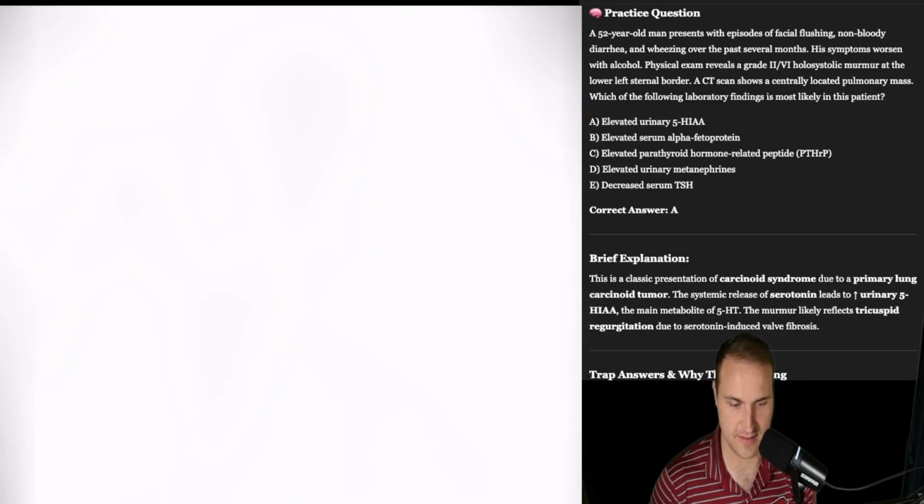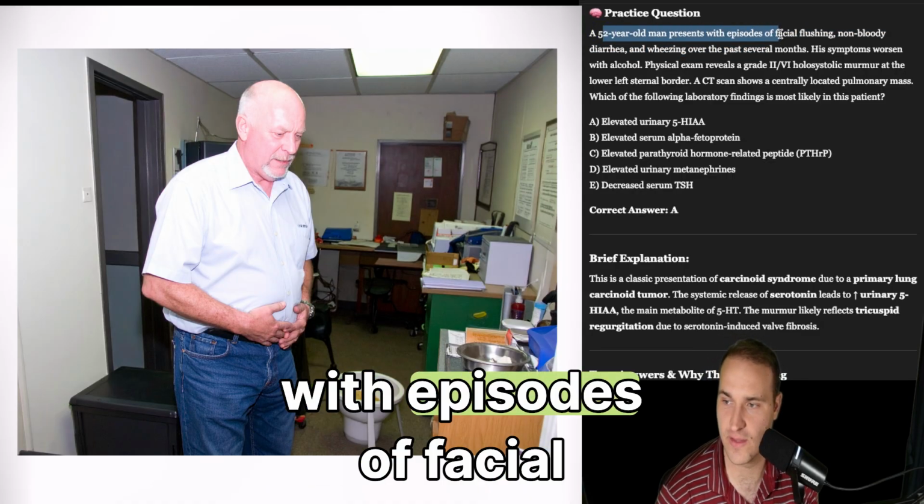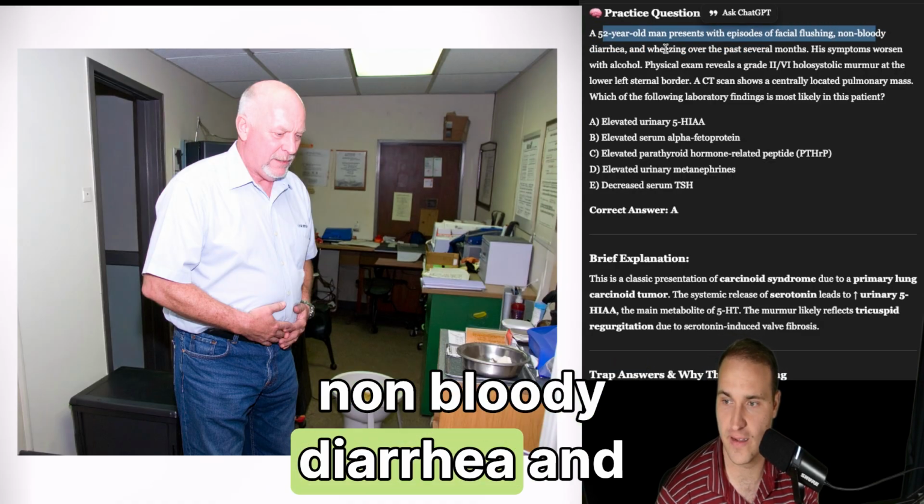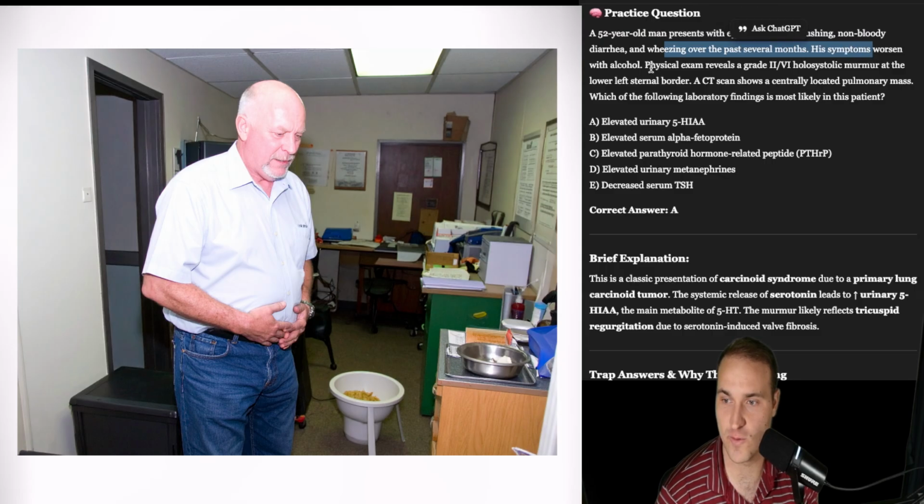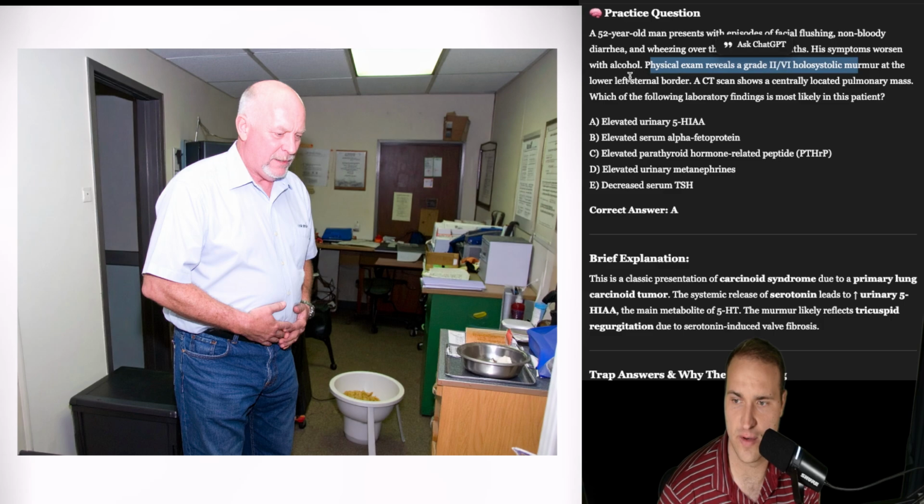Right inside of 6. We have a 52-year-old man presenting with episodes of facial flushing, non-bloody diarrhea, and wheezing over the past several months. His symptoms worsen with alcohol. Physical exam shows a grade 2 out of 6 holosystolic murmur at the lower left sternal border. He shows a centrally located pulmonary mass. Which of the following is most likely?